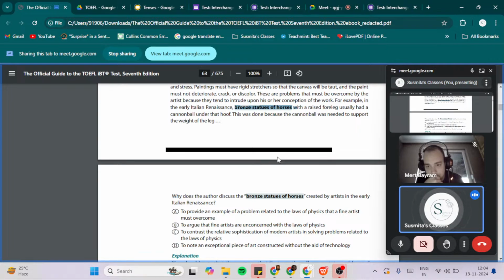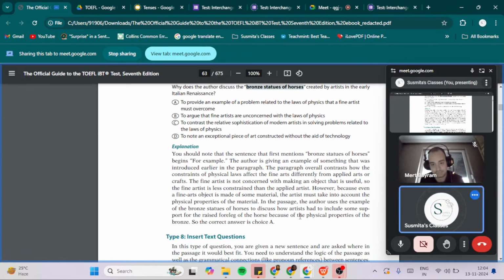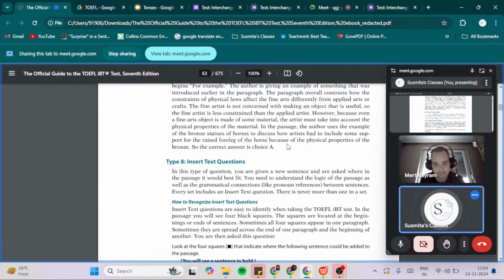Now see the words over here which are used in the options: to provide an example, to argue that, to contrast the relative sophistication, to note an exceptional piece of art. It's A. Yes, correct. To provide an example of a problem related to the laws of physics that a fine artist must overcome. Okay, very good. You are able to understand.